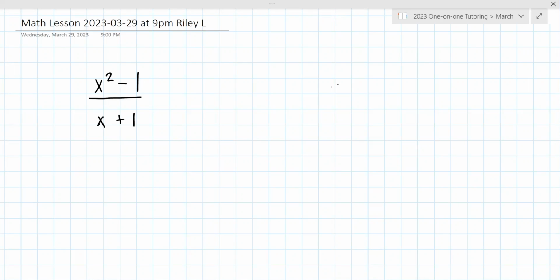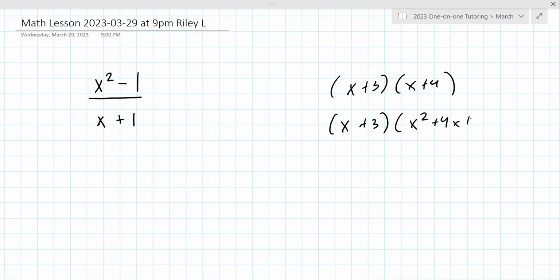Multiplying, the most common case was like a binomial, like an x plus 3 times an x plus 4. But then it could grow. It could be like x plus 3 times x squared plus 4x plus 5. But they're sort of all the same, meaning you just multiply each one by each one of the other, and then collect terms and combine.